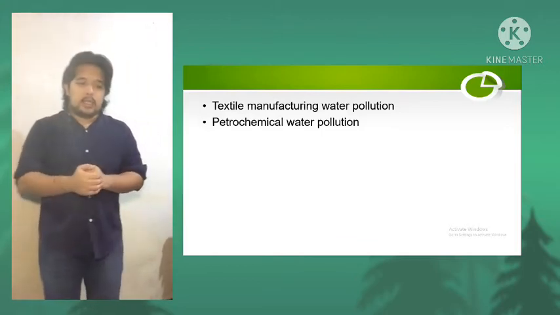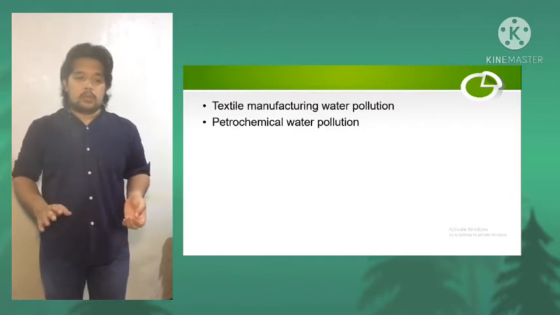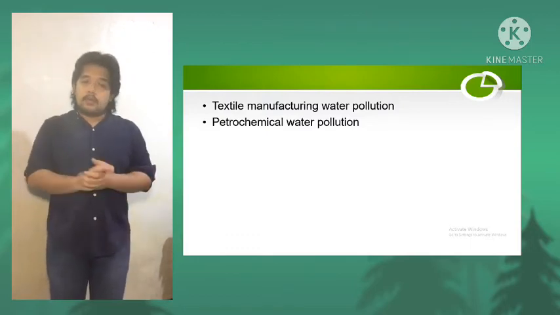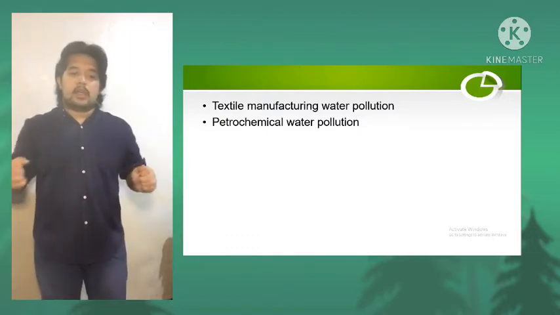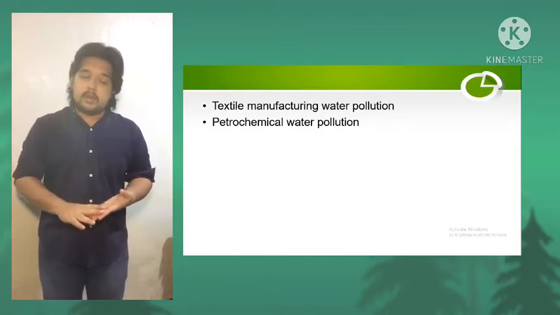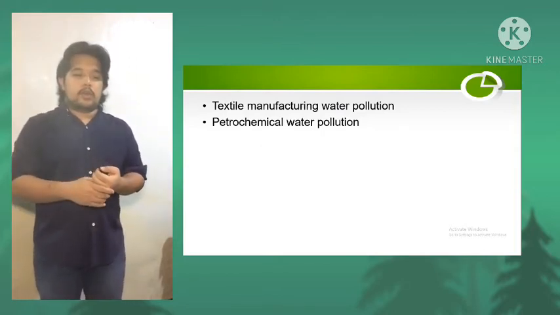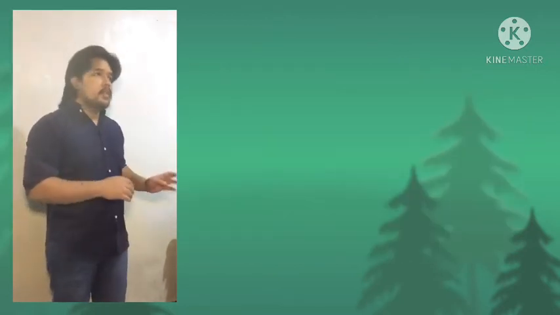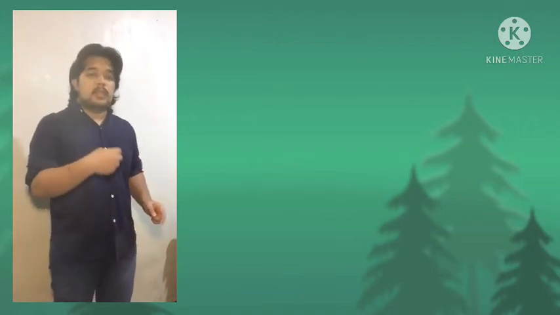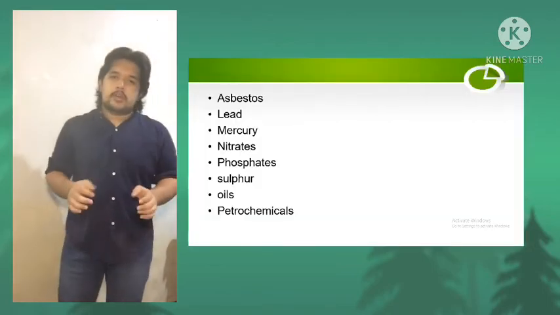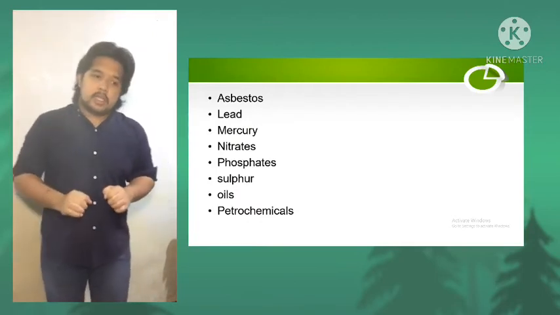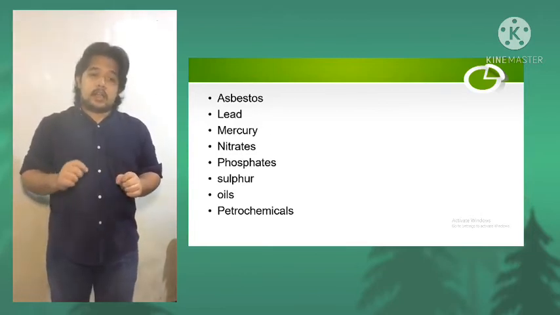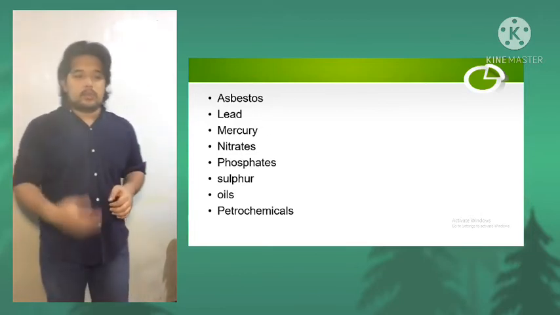The second is petrochemical water pollution. Petroleum refining has been one of the world's largest industries. However, potential environmental hazards associated with refineries have caused increased concern for communities, according to the EPA. So, these are some examples of pollutants that come from industry sources. First is asbestos. This pollutant is a serious health hazard, and it is carcinogenic, so it is cancerous.